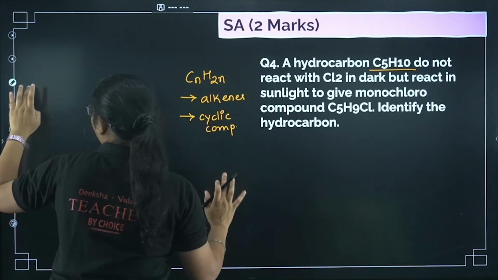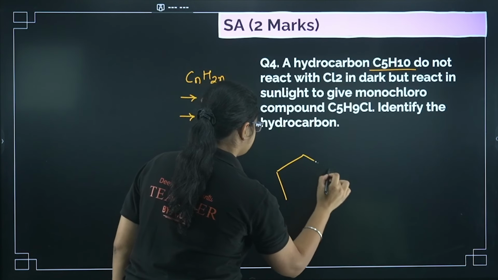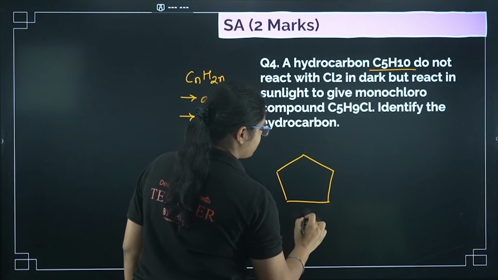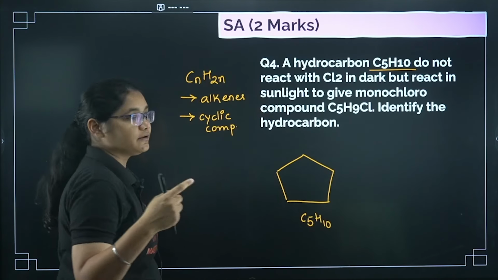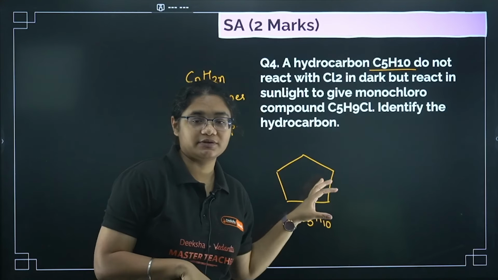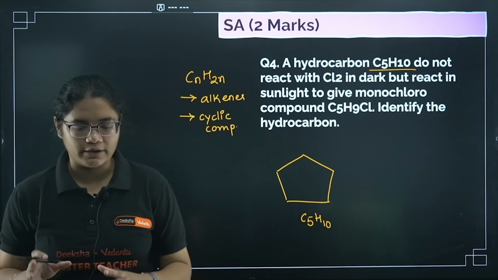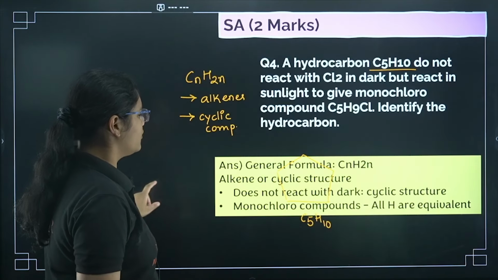So the other option that is there with me is the cyclic compound. So if I draw a structure like this, okay, 5, you can see the formula is C5H10. So here all the hydrogens can be replaced, like any hydrogen you replace with chlorine, you will get chlorocyclopentane. Okay, so the product will always be the same, so that is why this is the answer.